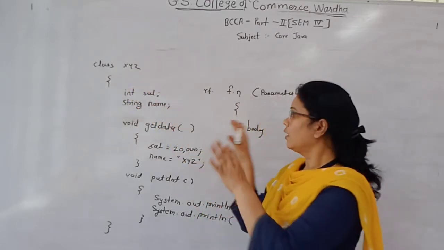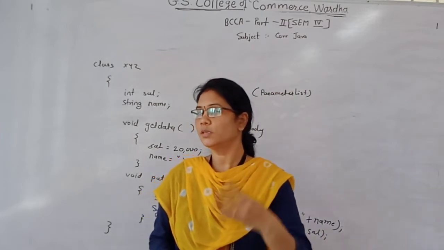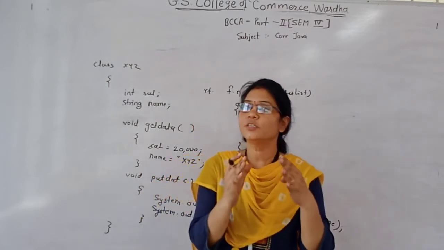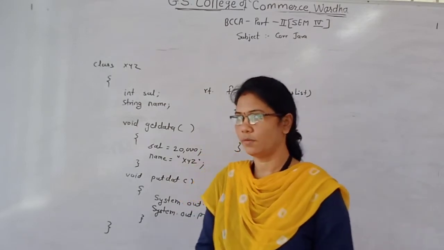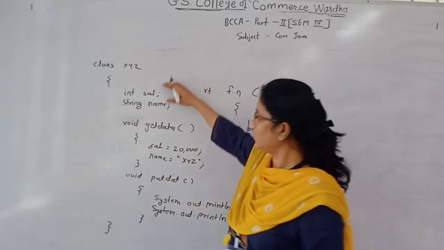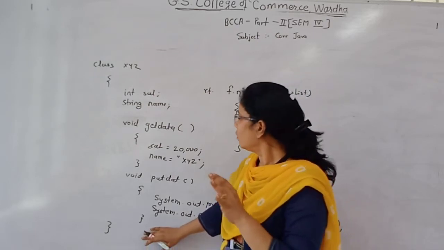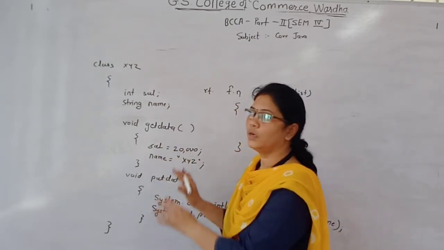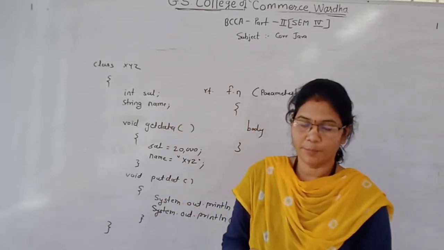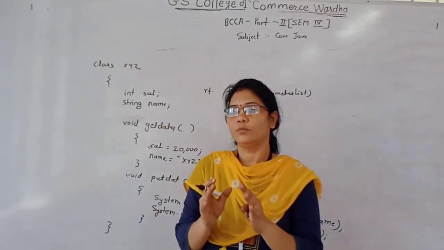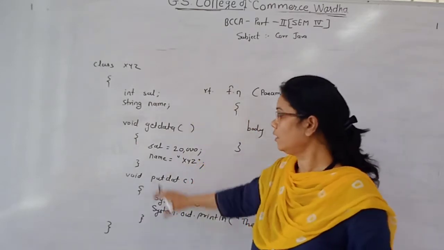But here our Java program is not complete. Why? Because we haven't defined the main function, which is an essential part of a Java program. We have only declared the class, but we haven't used these functions and variables up till now. To use them, first we have to create the object of that particular class.